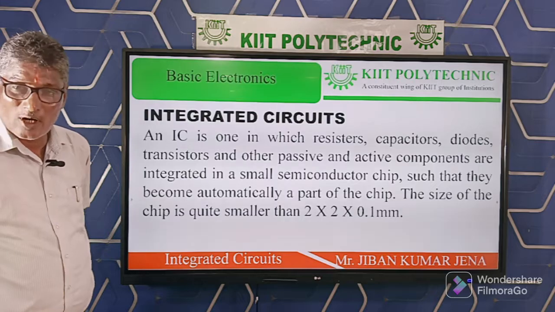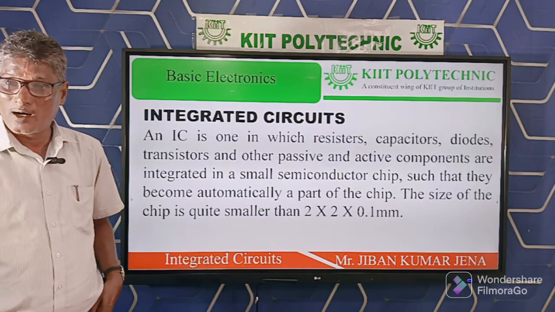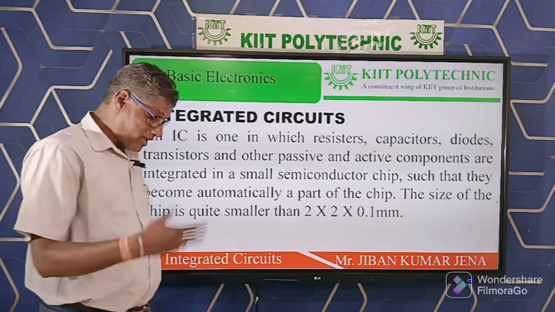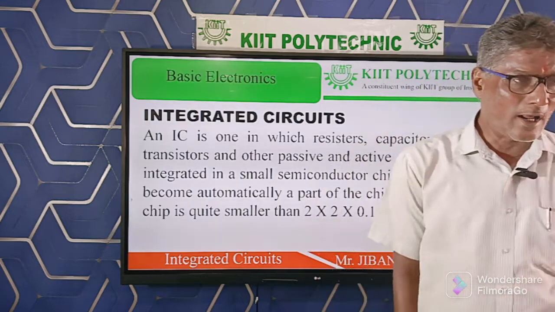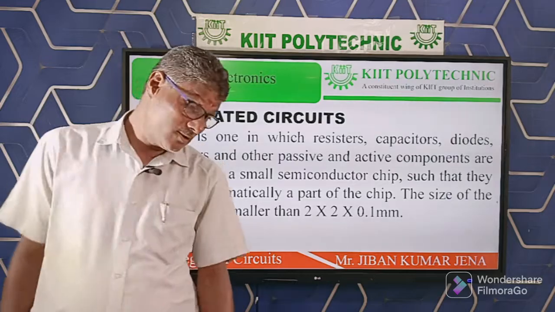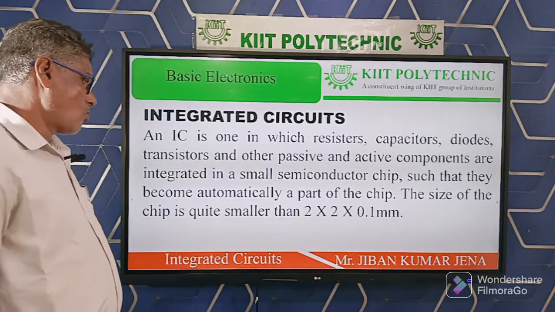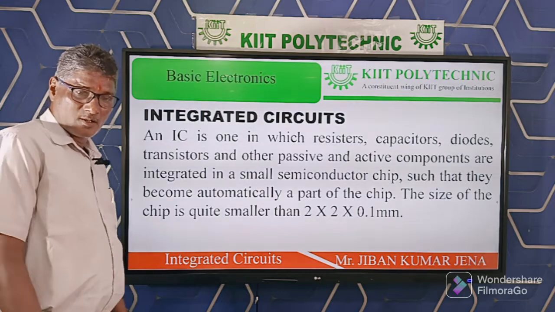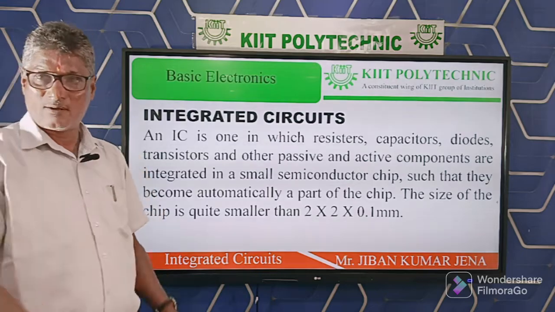So here, regarding the semiconductor chip, I had already explained that semiconductor materials are of two types, that is silicon and germanium. And in most cases, silicon semiconductor material is used. Here the semiconductor chip is made of silicon, so that they become automatically part of the chip, because a variety of components are integrated internally in the IC.